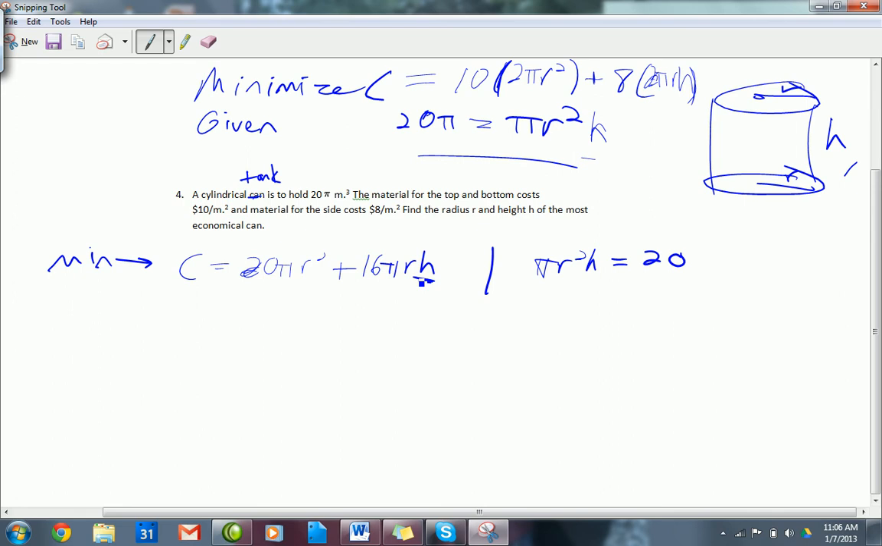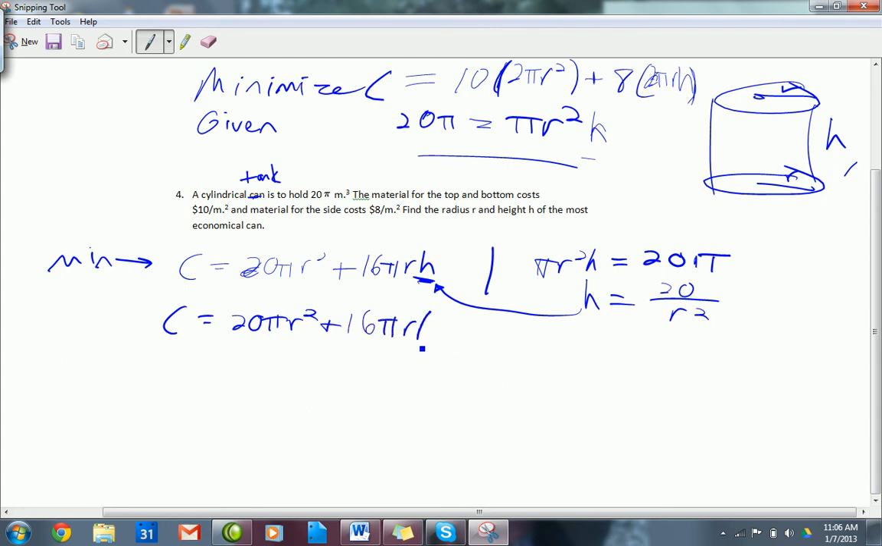And what we're going to do is leap over to the given to help us do that. If I isolate h here, I get 20 pi over pi r squared, which is 20 over r squared. Now what I'm going to do with that 20 over r squared is plug it right in here into my formula, which I want to eventually turn into a function. I'm going to do it right now. So the cost then becomes 20 pi r squared plus 16 pi r times h, which is 20 over r squared based on our parameter. Okay. Now what I've done is now I have a cost function.